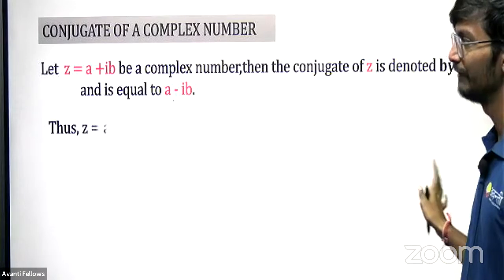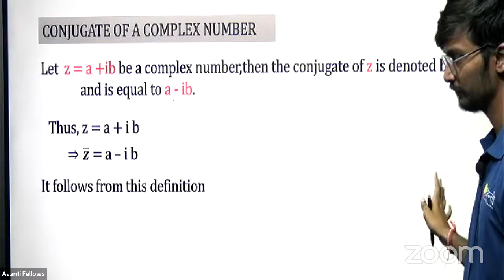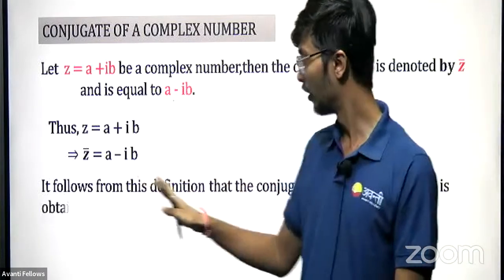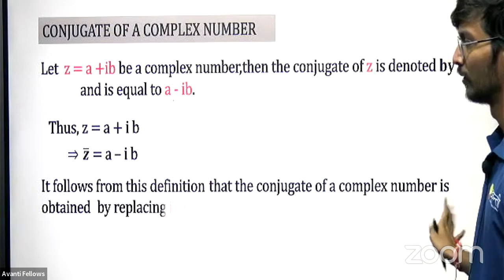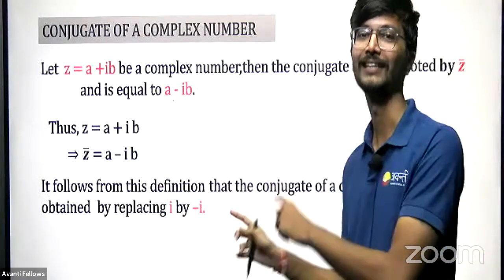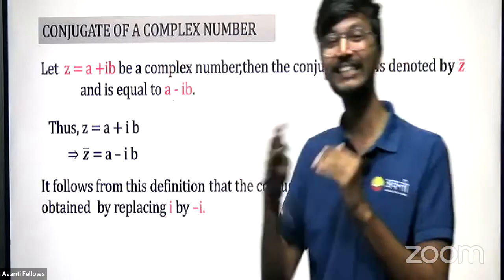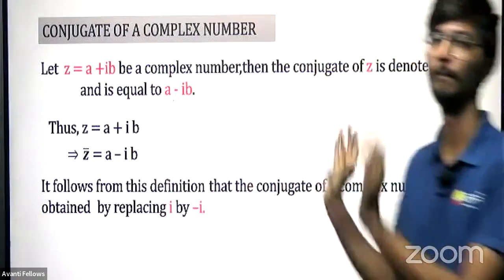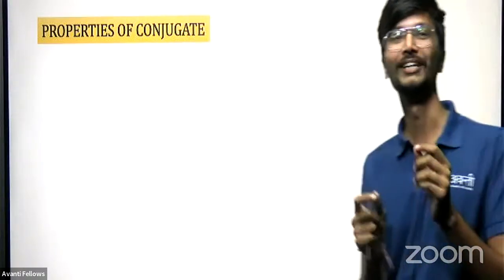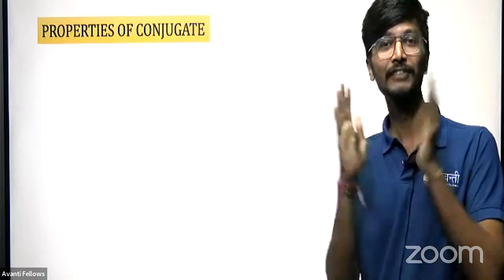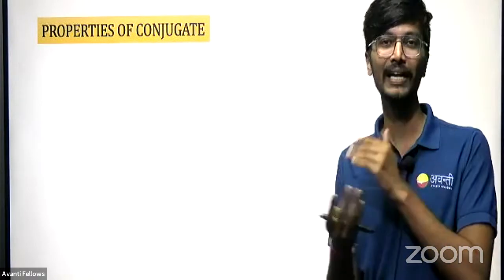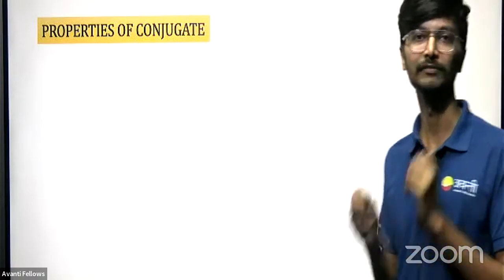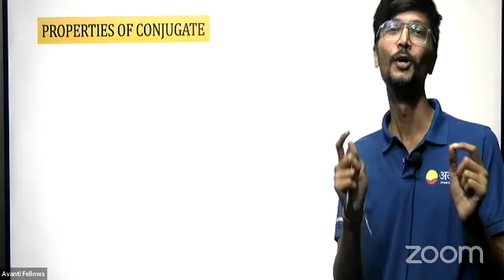So if we take an example, by replacing i with minus i, that was what I was talking about. Just change the sign of i. Here it is plus, here it is minus. You can see this here. And properties of conjugate are a very important part. As we can see, these properties are very useful and help us to solve many questions. We'll see in some time when we do questions.